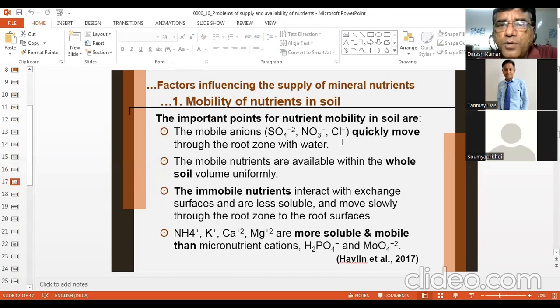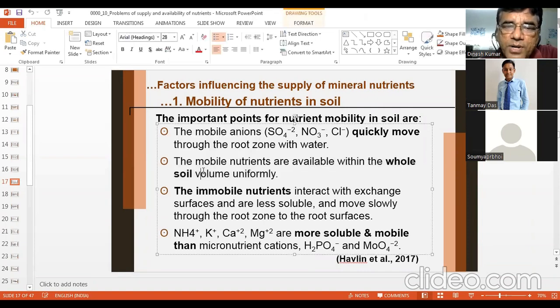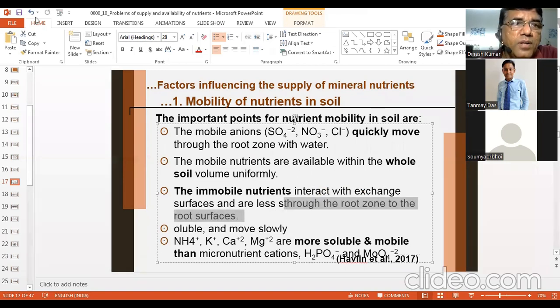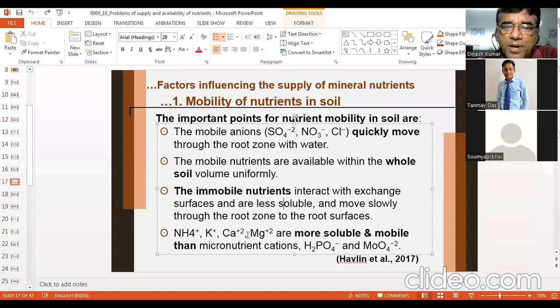Now, the important points for nutrient mobility in soil, if we summarize these points: the mobile anions, sulfate, nitrate, chloride, quickly move through the root zone with water. The mobile nutrients are available within the whole soil volume uniformly. This is also an important point. The immobile nutrients interact with exchange surfaces and are less soluble and move slowly through the root zone to the root surfaces. So therefore, availability of these immobile nutrients is less to the plants.